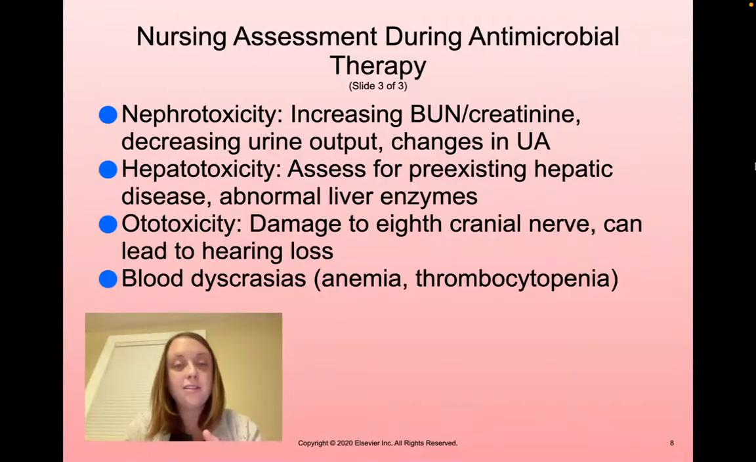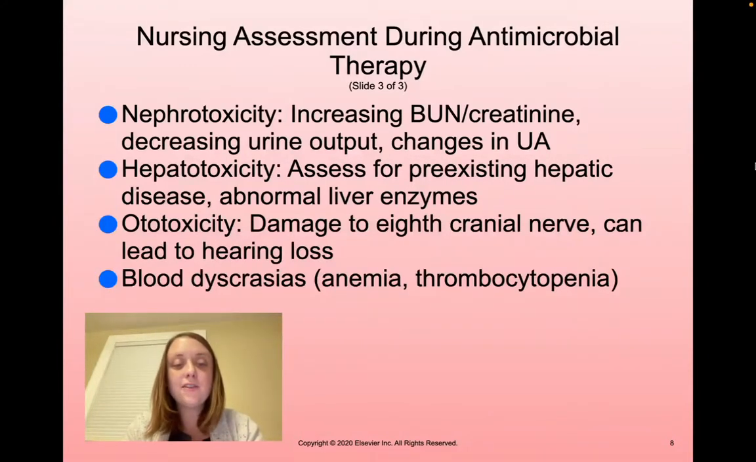Then hepatotoxicity, or toxicity to the liver, is another big one. So, same thing. We're assessing for any pre-existing hepatic disease, and then we're checking for any abnormal liver enzymes. We're following those labs to see what's going on, if anything's changing. Then another common piece of damage that can be done with this therapy is ototoxicity, or toxicity to the ears. So, damage to the eighth cranial nerve can lead to hearing loss, and that can happen with these medications.